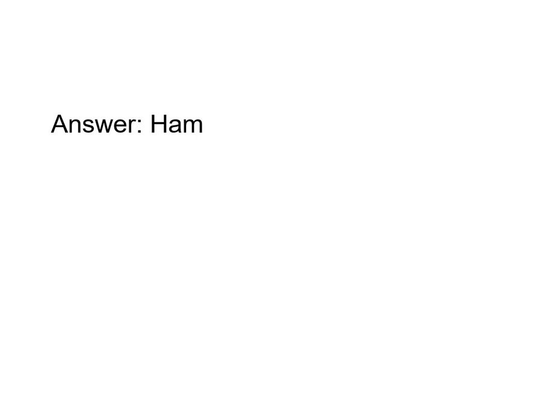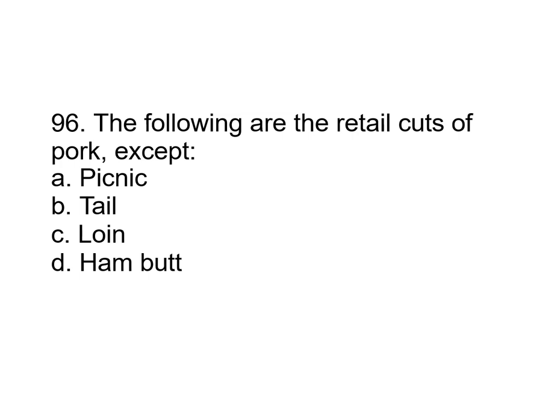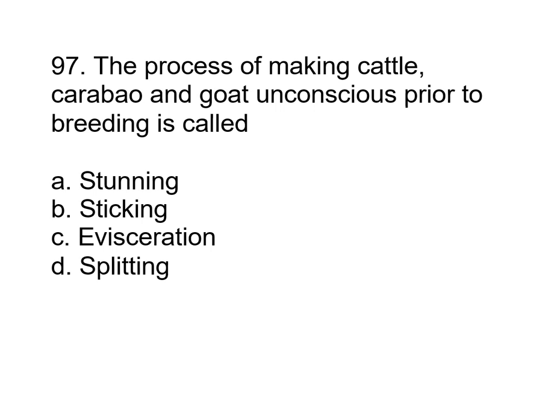Number 96. The following are the retail cuts of pork, except A. Picnic, B. Tail, C. Loin, D. Ham butt. The answer is loin. Number 97. The process of making cattle, carabao, and goat unconscious prior to slaughter is called A. Stunning, B. Sticking, C. Evisceration, D. Splitting. The answer is stunning.